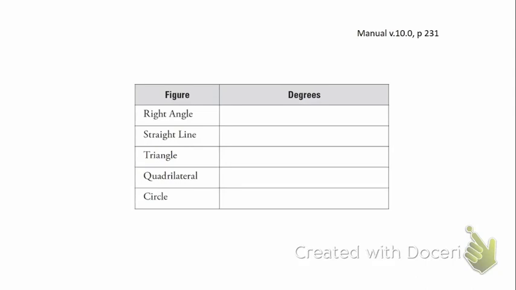So, going through just some basic angles. Remember that a right angle is 90 degrees. They usually draw it with a little square showing that it's 90 degrees. A straight line is 180 degrees.